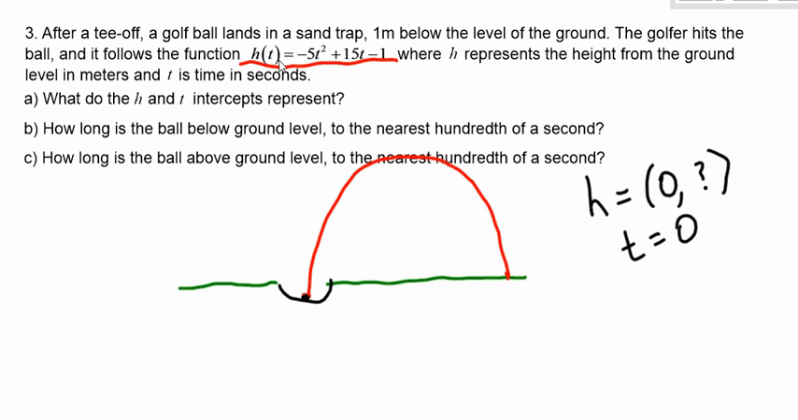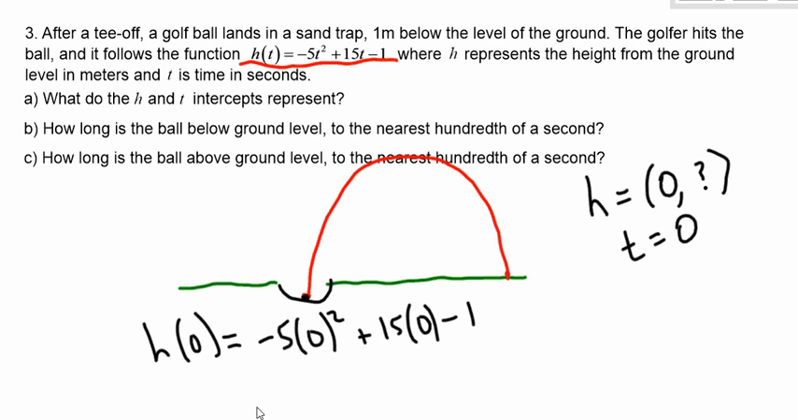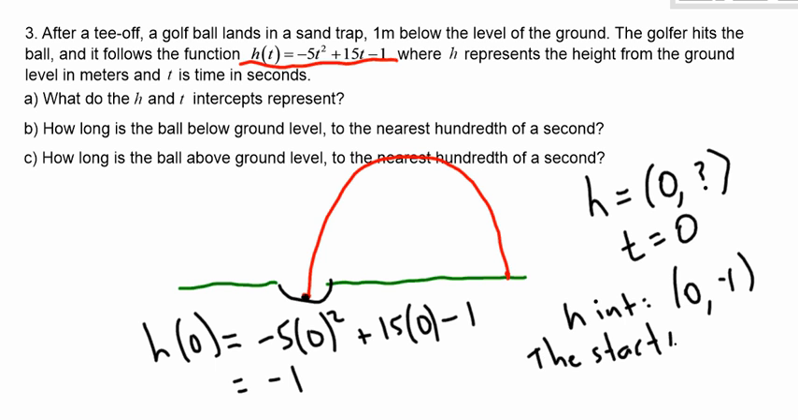And it's pretty easy to find that from the equation, and you don't even need to do any calculations, but I will anyway. When we start using this equation is when time equals 0, and at that moment in time, the height is -1. So the h-intercept is at (0, -1), and what does it represent? Well, it represents the starting height of the ball.